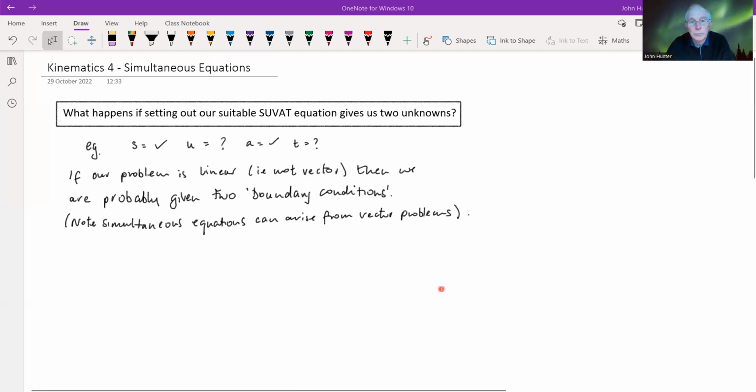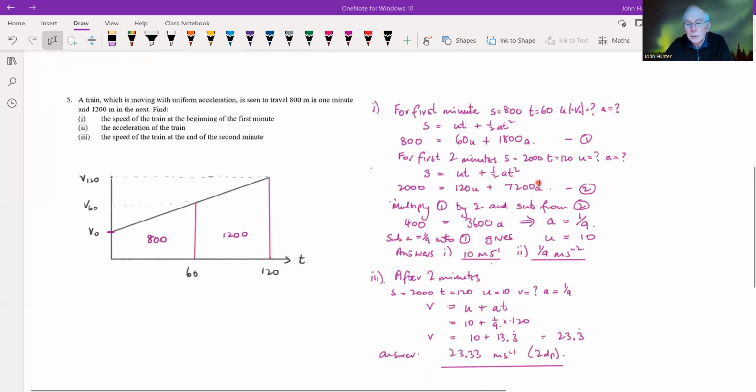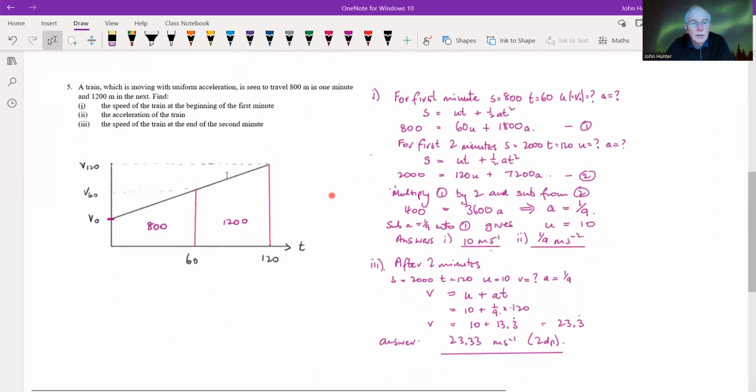This is one example. Okay, so the best thing to do is proceed to an example. This is quite a nice example that illustrates that. A train which is moving with uniform acceleration is seen to travel 800 meters in 1 minute and 1200 meters in the next. Find the speed of the train at the beginning of the first minute, the initial velocity, and the acceleration of the train, and then we go on to find the speed of the train at the end of the second minute.